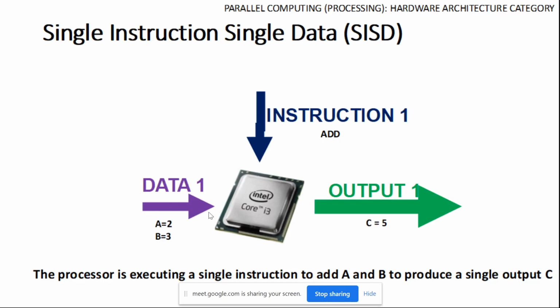So there is your data coming in here, which is let's say A is equal to 2 and B is equal to 3, and the instruction is add. So only one instruction is coming and one data is coming in a SISD processor. The output will be 5. So this is how the processor is designed. What does it mean? It means the next instruction will have to wait for it to be executed. Your next set of data has to wait before you can execute it on the processor. So that is what a SISD processor is.